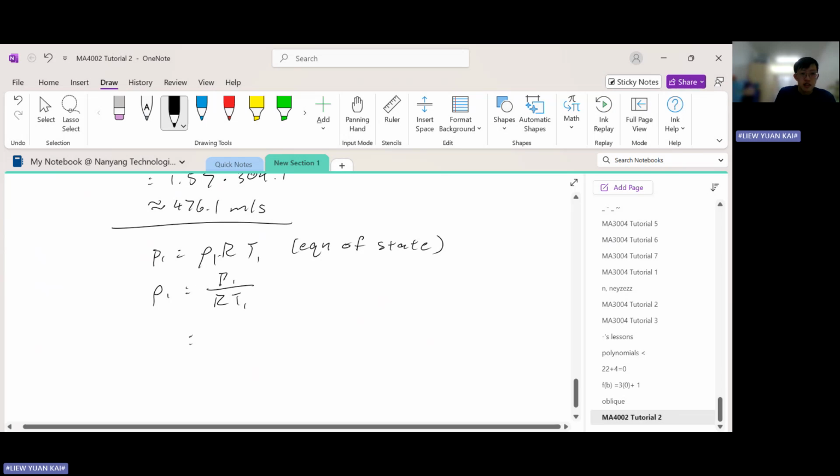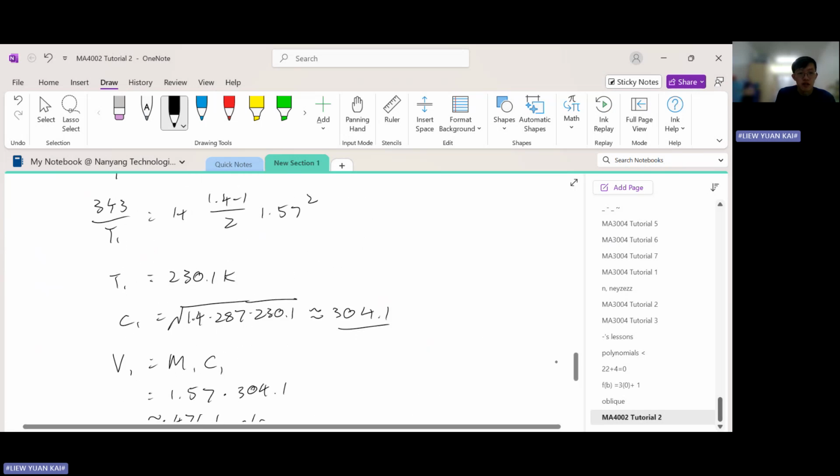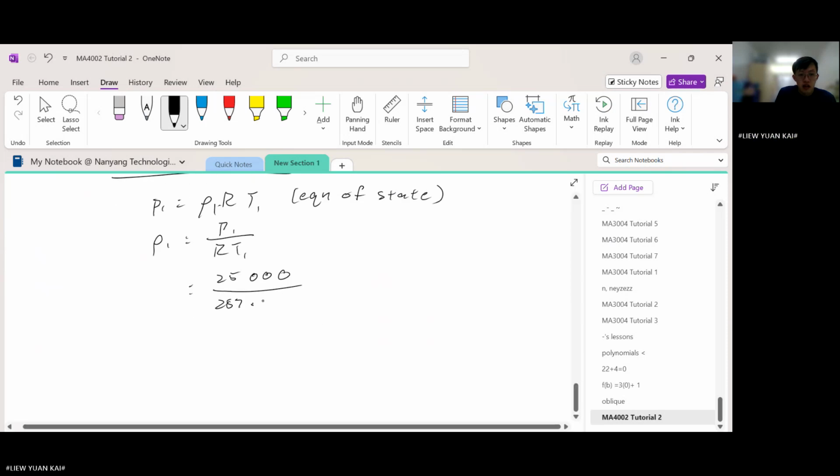We already know that this pressure is 25 kilopascals. That's given in the question. But here you don't use kilopascal, you use pascals. This one has to be SI units. So kilo means 1,000. And then R is always 287. Temperature we already found, right? When we were finding the speed of sound, we found this temperature, 230 Kelvin. Okay, so you found your density. You will find that your density is 0.378.